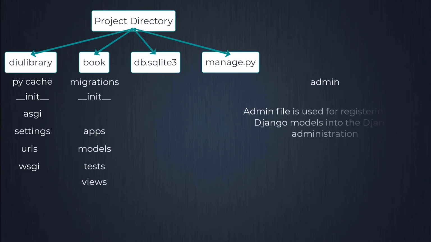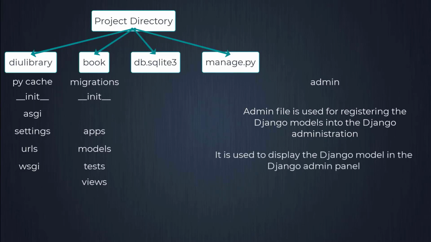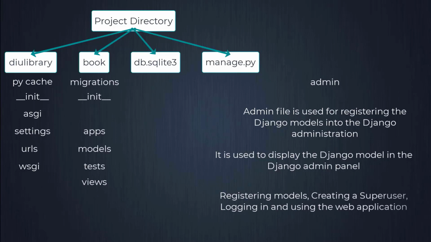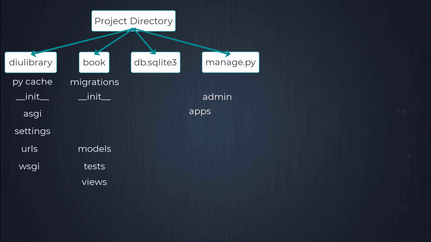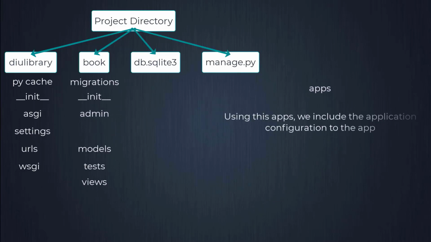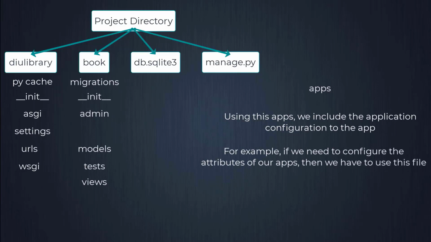The admin is used for registering the Django models into the Django administration. It is used to display the Django model in the Django admin panel. It performs three major tasks: registering models, creating Superuser, logging in, and using the web application. Using the apps file, we include the application configuration to the app. For example, if we need to configure the attributes of our apps, then we have to use this file.